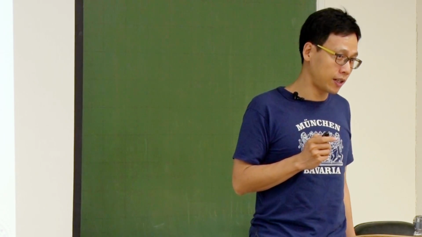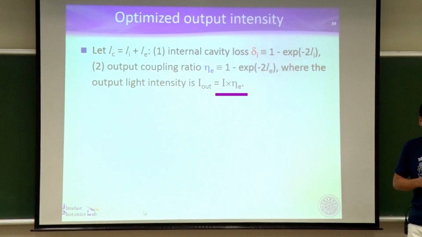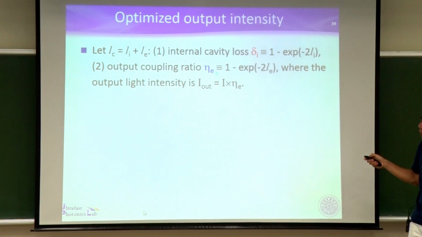And what is the output intensity that you can access? I out is the intracavity light intensity I, which we have analyzed before, times the output coupling ratio eta E, right? Under this model. So you can imagine if the output coupling ratio is bigger, a larger percentage of the power inside the cavity can be coupled out for your applications. But this is both good and evil.